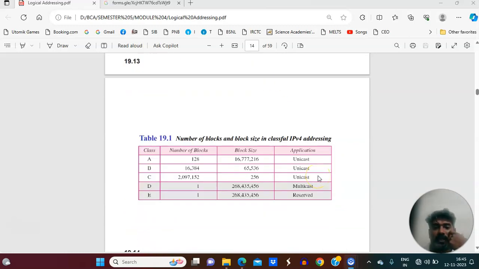This is the number of blocks and block size in classful IPv4 addressing. Class A will have 128 blocks, or in other words, it can have 128 different networks. Each of the networks will have 2 raised to 24 computers that can participate in it. Whereas class B will have 16,384 networks, and each of the networks will have 65,536 computers participating in it.